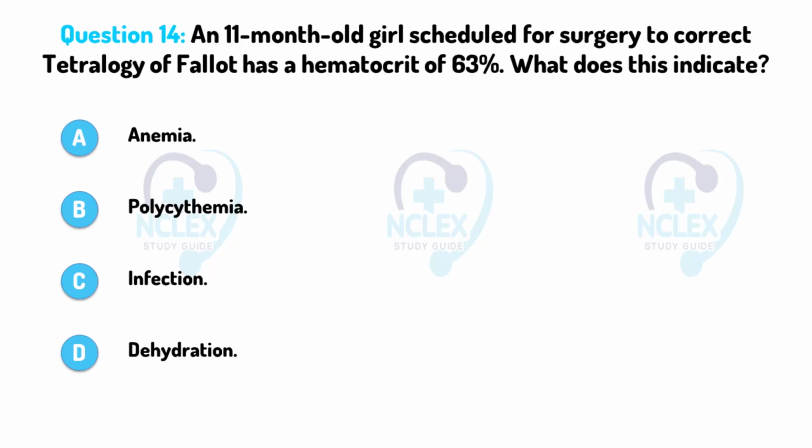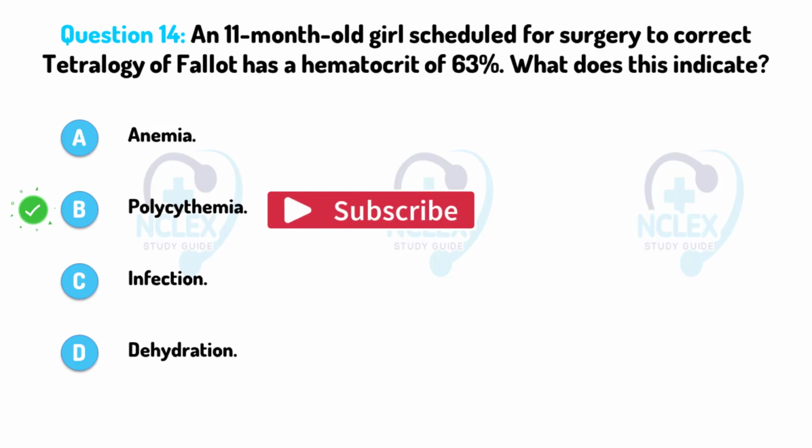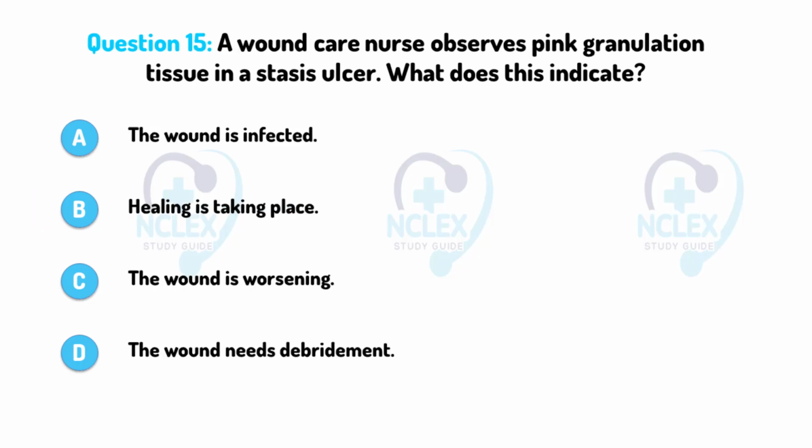Question 14. An 11-month-old girl scheduled for surgery to correct tetralogy of Fallot has a hematocrit of 63%. What does this indicate? A. Anemia. B. Polycythemia. C. Infection. D. Dehydration. Correct answer. B. Polycythemia. Explanation. A hematocrit of 63% is elevated, indicating polycythemia, which is common in cyanotic heart defects like tetralogy of Fallot due to chronic hypoxia.